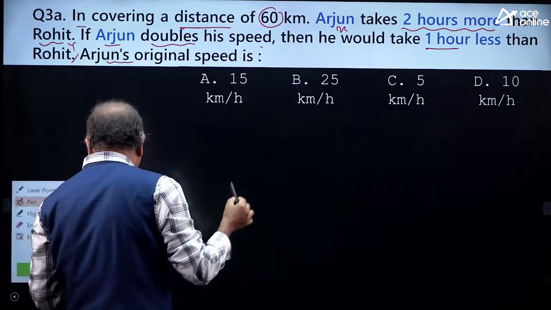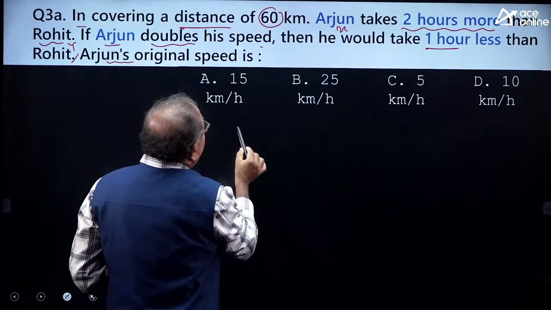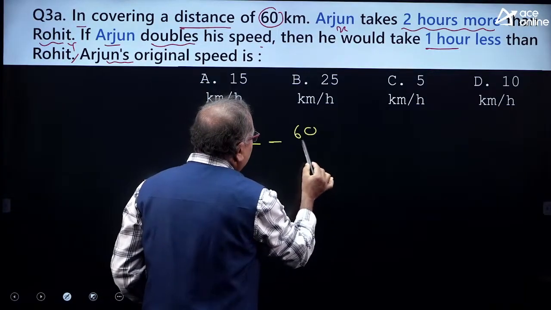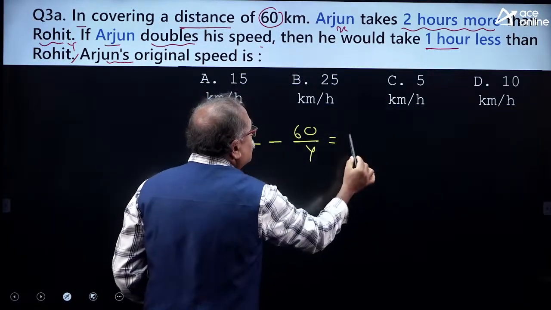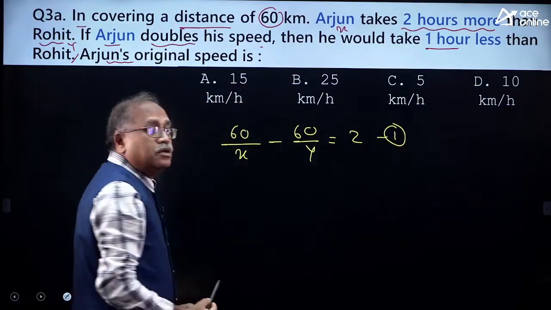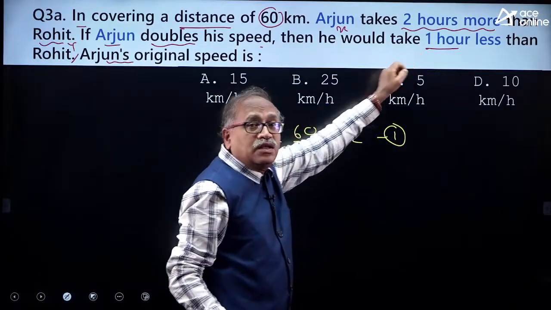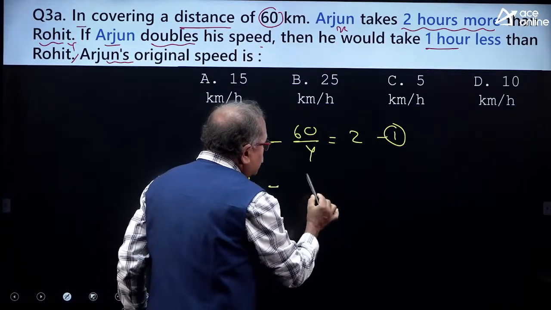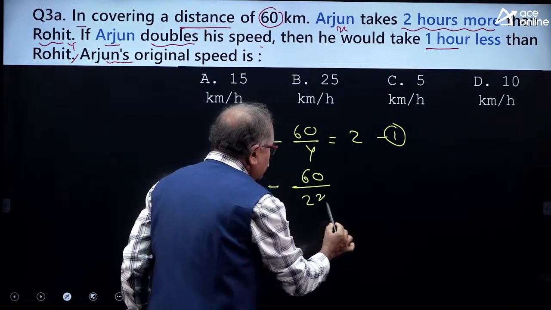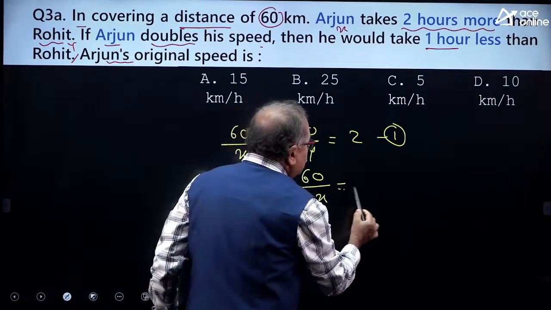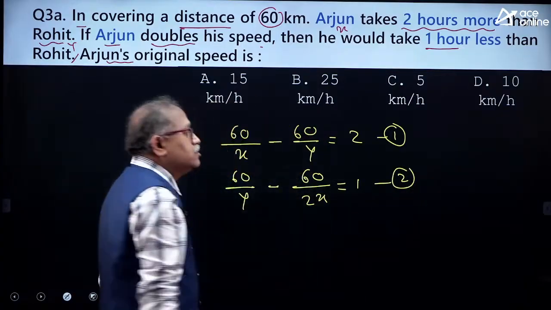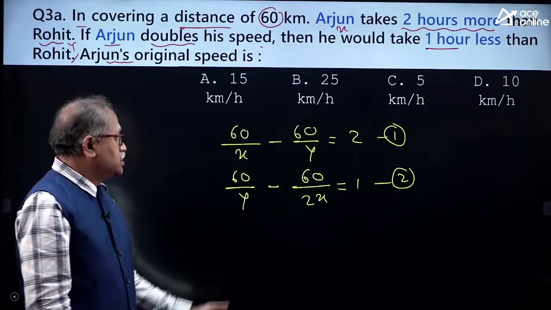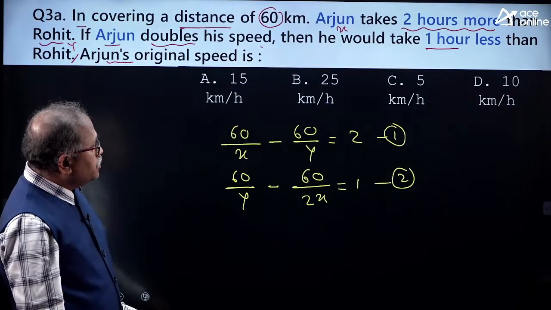Arjun is taking more, so the general approach over here is 60 divided by x minus 60 divided by y, which is equal to 2. This is one equation. The second equation is, in this case he is taking less time. So that means 60 divided by y minus 60 by 2x, the double speed, is equal to 1 hour less. So I need to solve these two equations to answer the question. But there is a short approach, and that short approach, let me first check.